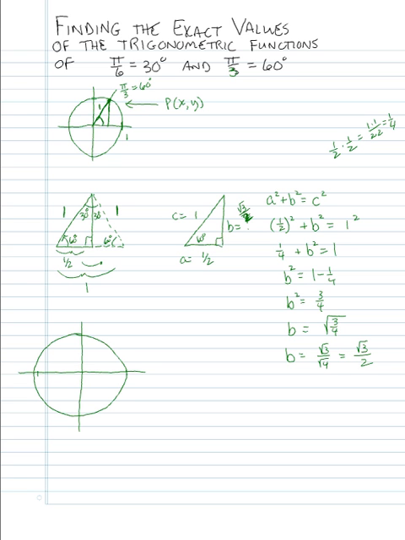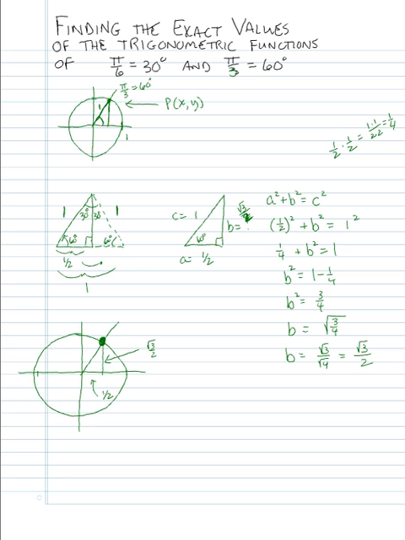Just so we can see it, and apologize for my poor drawing. So here's the 60-degree angle that we were talking about, and we dropped this vertical. We found that this distance right here, this leg, is 1/2. And we found that this side of that triangle is the square root of 3 over 2. So that tells us what the coordinates of this point are.